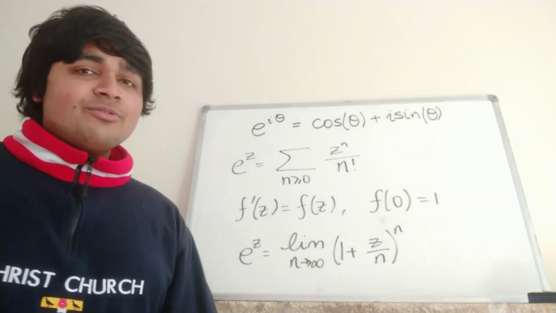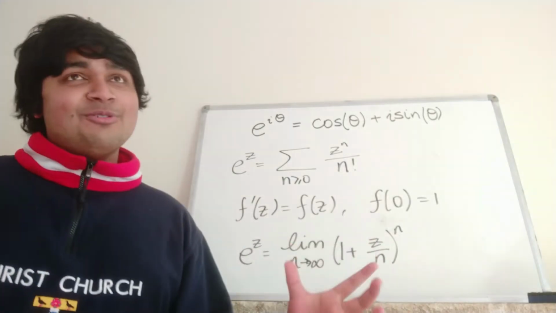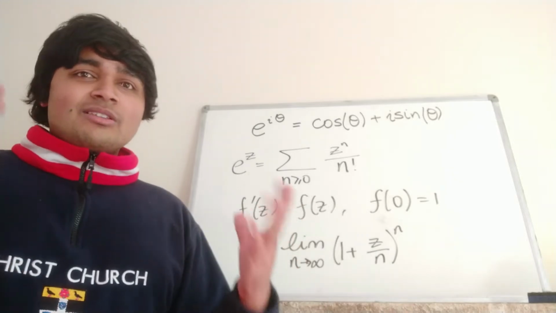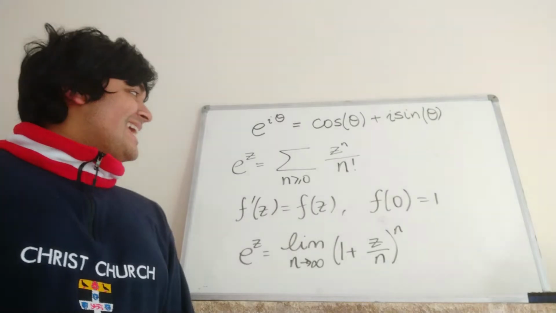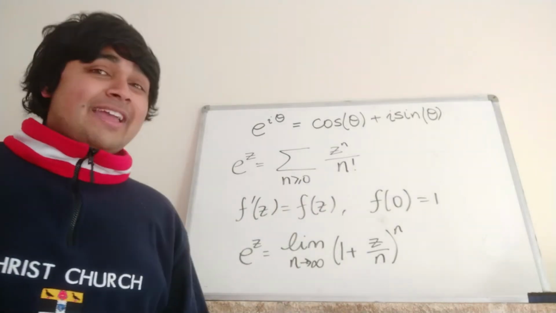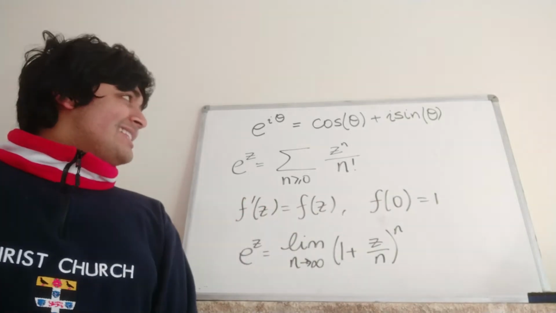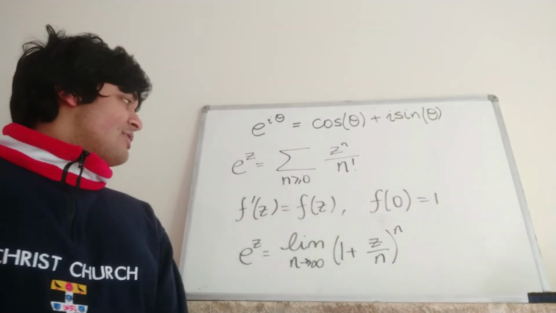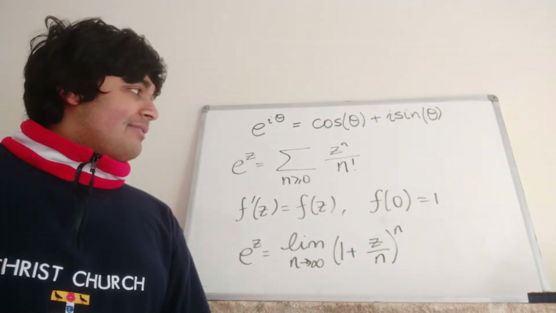The standard proofs, or at least from my experience, use two particular definitions of e. This one here, that e to the z is equal to the sum from n equals 0 to infinity of z to the n over n factorial. And others use this definition here, that e to the z is the unique solution to this differential equation, f prime of z equals f of z, and f of 0 equals 1.